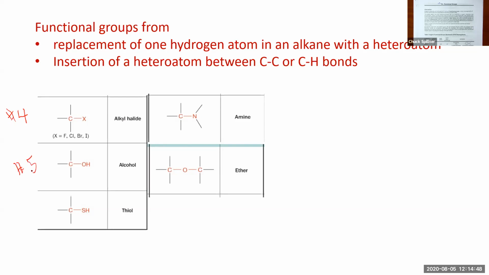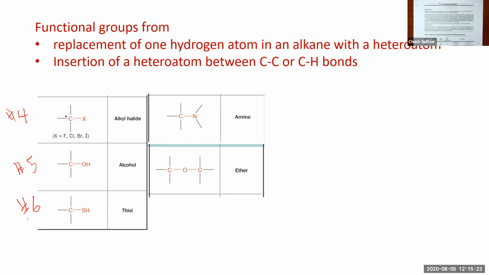If you take a hydrogen off and replace it with an SH, it's called a thiol, number 6. Now notice that the sulfur has 2 bonds to it. It has 1 bond to the carbon, 1 bond to the hydrogen, same with the oxygen, 1 bond to the carbon, 1 bond to the hydrogen. If you take off the hydrogen and replace it with a nitrogen, you get an amine. Now the amines, there's 3 kinds of amines. Excuse me, there's also 3 kinds of alcohols.